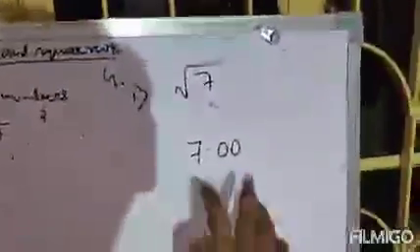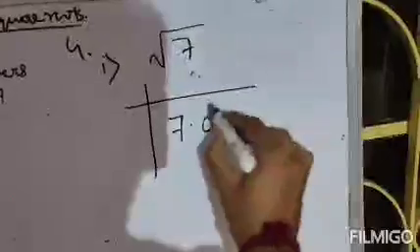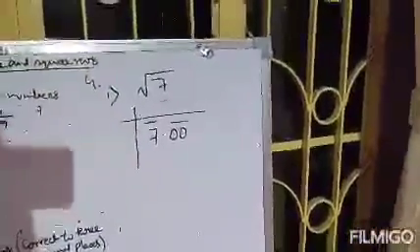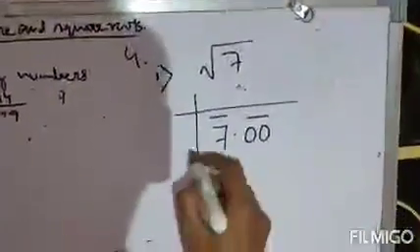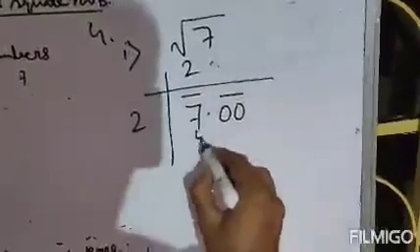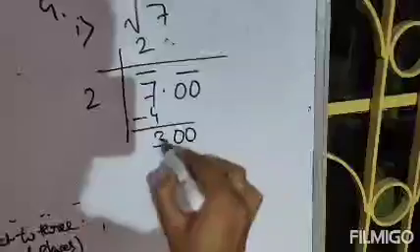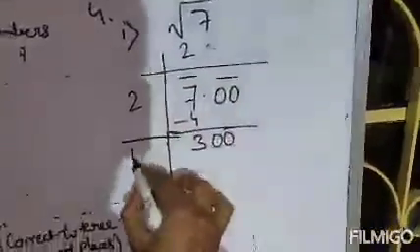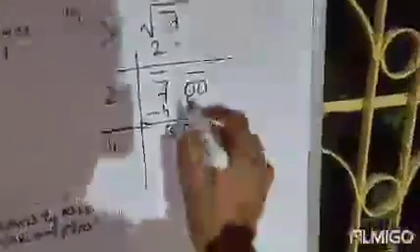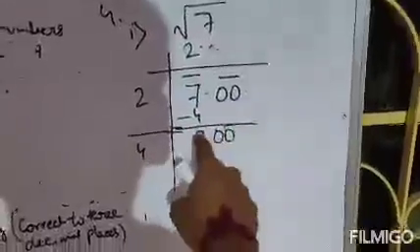Clear? So we will take just 2 zeros at first. And then we will find the square root of this number, taking 2 digits from the right side. So it will be 2 2s are 4. If we subtract, this will be 3. Now these 2 zeros will come down. Now multiply it by 2. So 2 2s are 4. Clear?